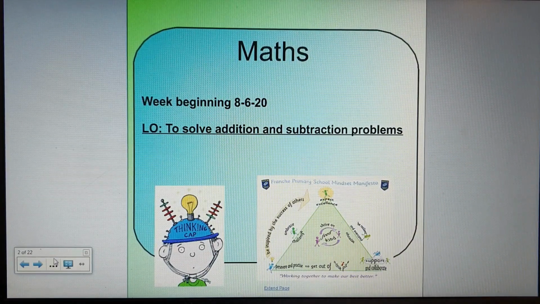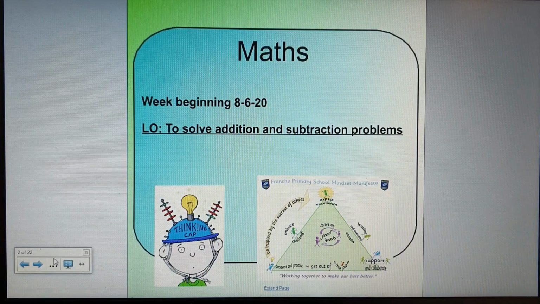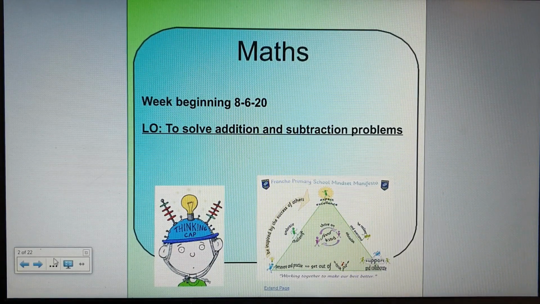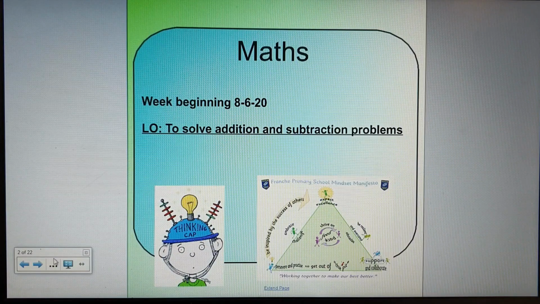Today's lesson is going to build on last week's maths, where we looked at the four operations and how to use them. So we're going to focus in on using addition and subtraction to solve problems.